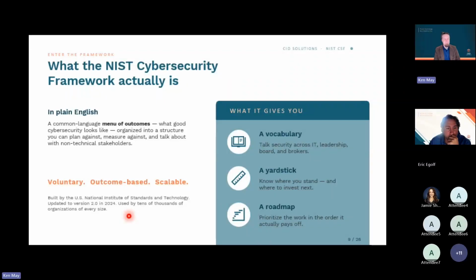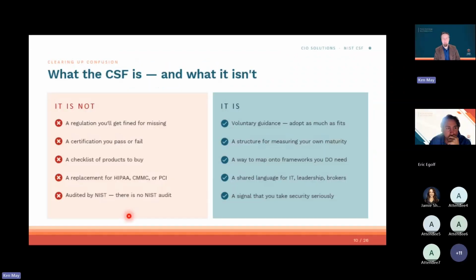And it's used by many, many different organizations. It's open, so anybody can go and take a look at not just the framework itself, but you can even take a look at some of the papers that led to how it was developed, which I think is very, very useful. So what is it and what is it not?